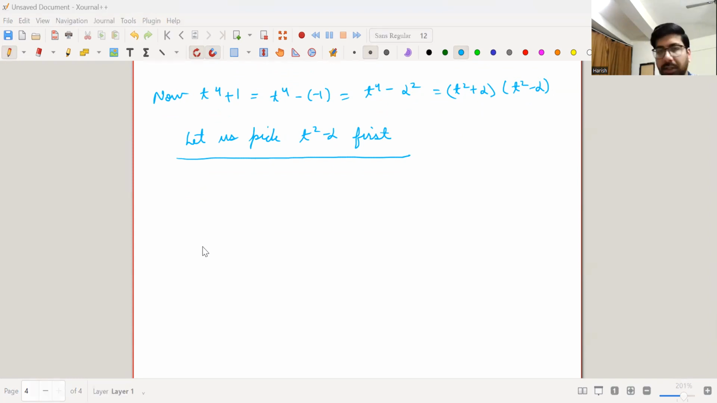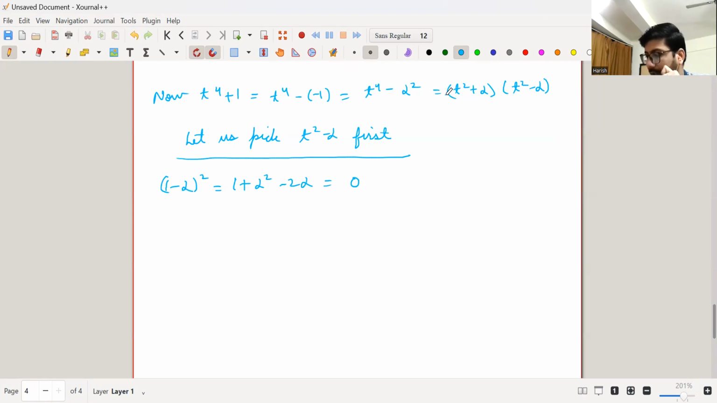Yes, 1 minus alpha square is alpha. That is correct, Adarsh. Thank you. So as Adarsh pointed out, 1 minus alpha square is what? 1 plus alpha square minus 2 alpha, which is nothing but 1 plus alpha square is 0, and that is minus 2 alpha.